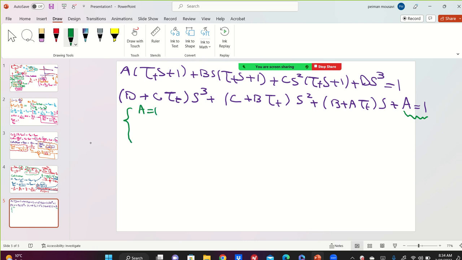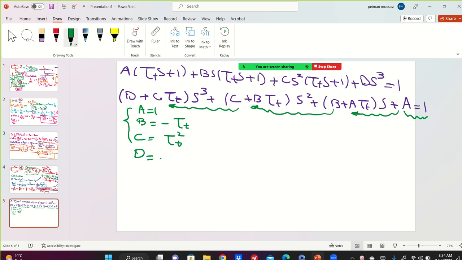A is 1. If you put it here, you get B as minus tau tank. If you put the B here, you get C as tau T squared. If you put C here, you get D as minus tau T cubed. Clear, everybody?